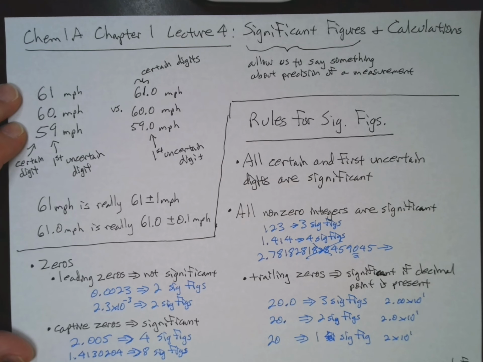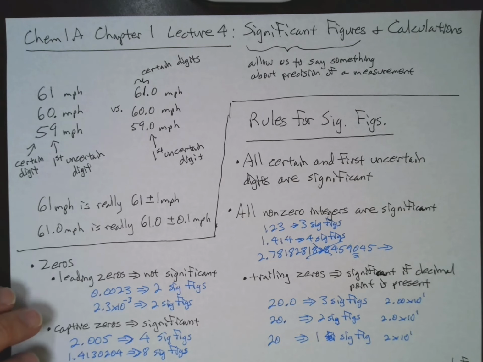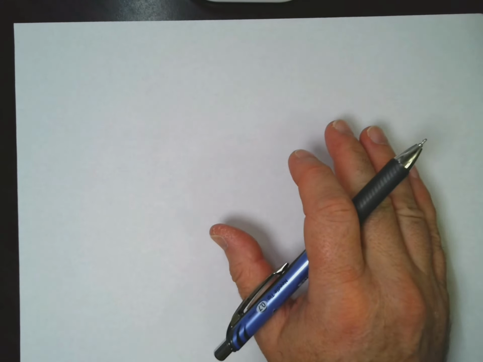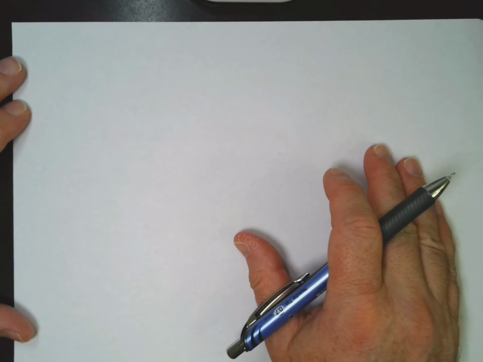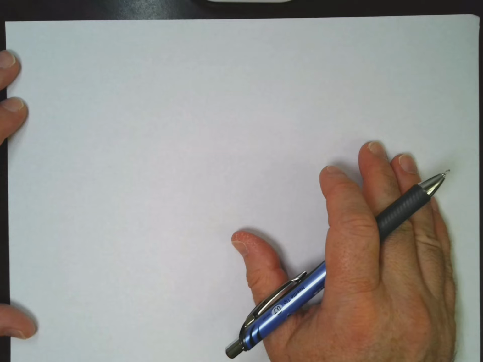Let's take a look then, now that we've gone over these significant figures. One other category, which is exact numbers. Sometimes you run into numbers that are exact.